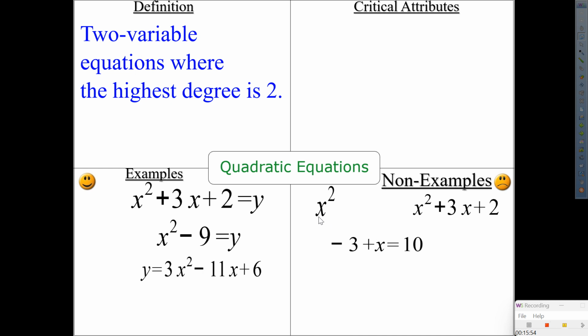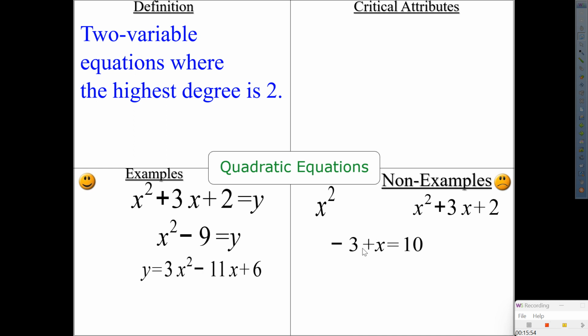For this one and this one, Jacob, why are these not quadratic equations? No equal sign. We need an equal sign to make it an equation. That is correct. How about this one? Why is this one not a quadratic equation? Look at this. Look at that. How about that one? Anthony E.